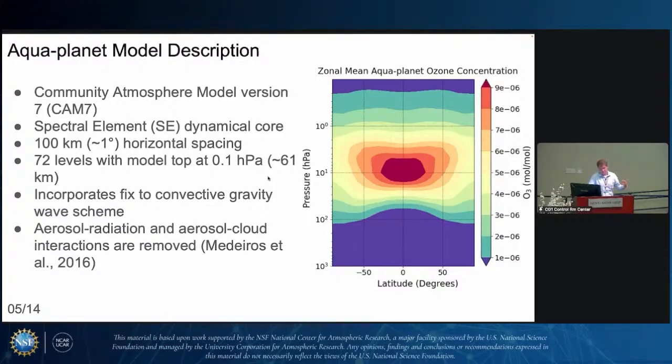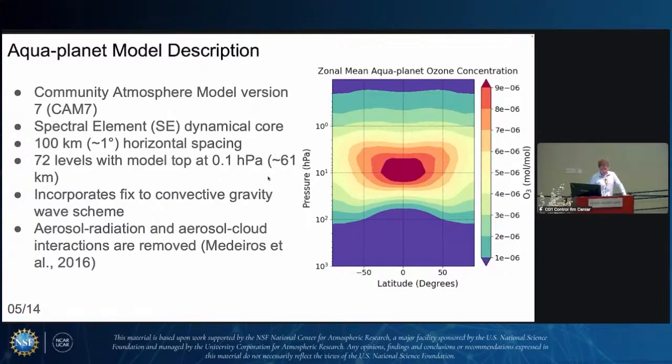We also use a 72 level vertical grid, and this provides sufficient vertical spacing in the stratosphere to resolve equatorial wave breaking. One of the reasons why we're using this latest version is because it incorporates a fix to the convective gravity wave scheme. So these parametrized waves are very important for driving the QBO in models with large horizontal resolution. And then we remove aerosol radiation and aerosol cloud interactions just to simplify the model, and ultimately they don't contribute much to the QBO.